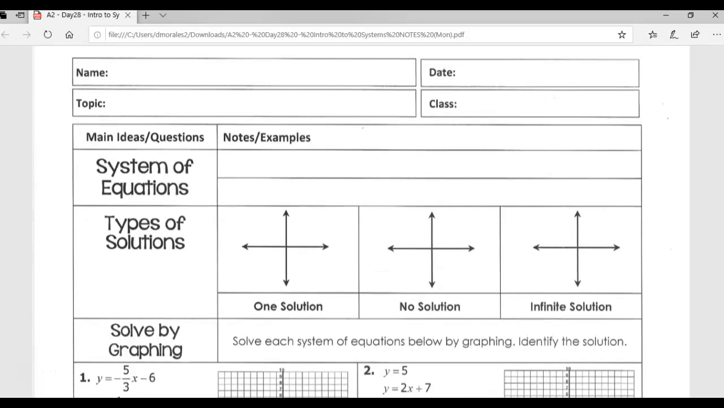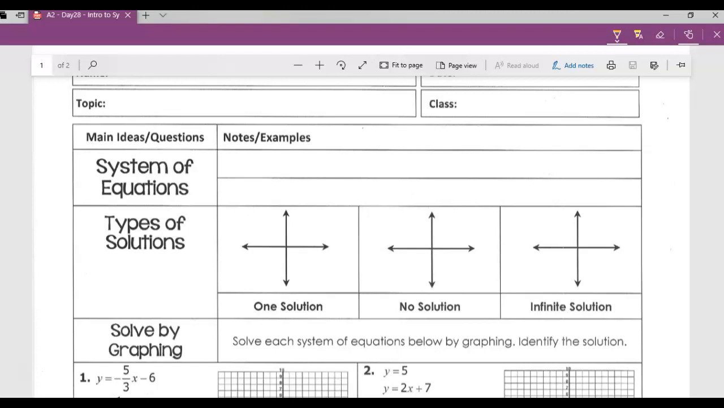This is Mr. Morales, and by popular request in ninth period, I'm going to record my notes on systems of equations that we did this past Monday for Algebra 2. On the top, I didn't write it down, but as we know by now, a system of equations is when we're looking for the solution to two or more linear equations specifically.